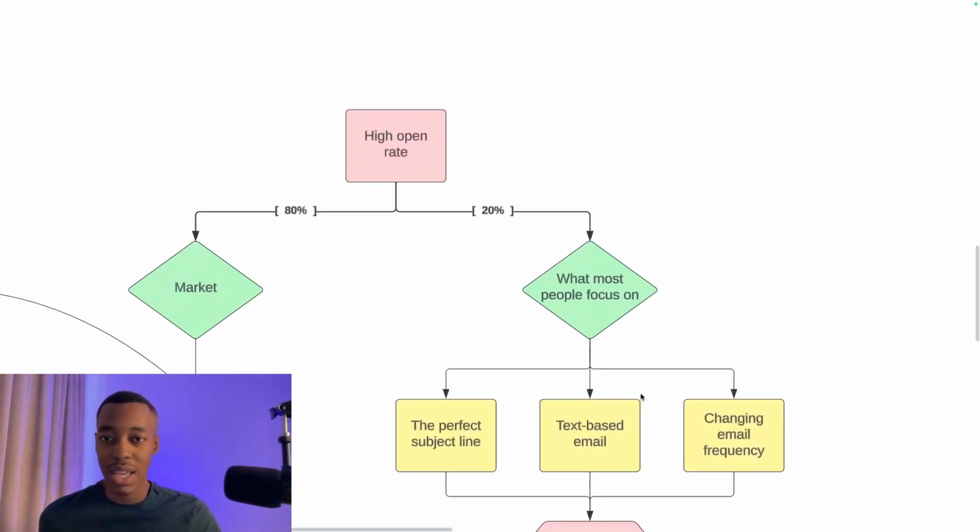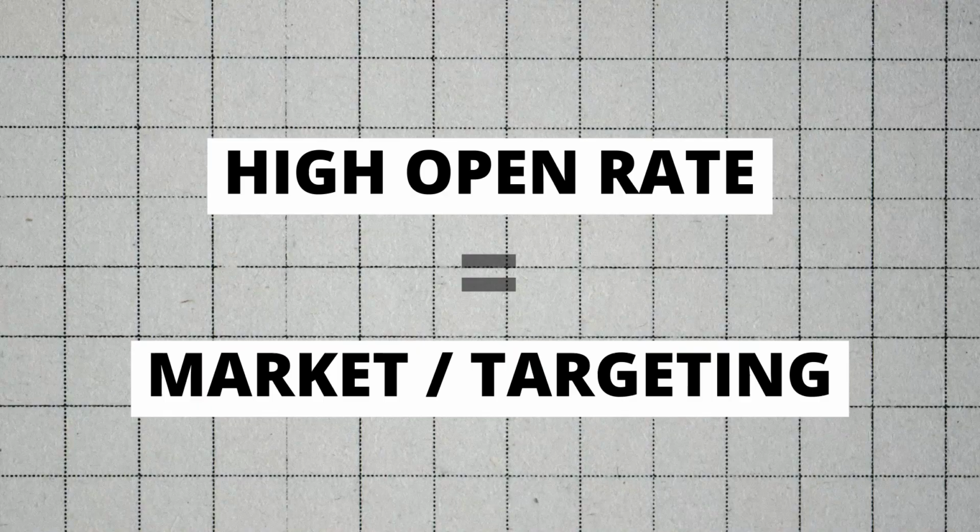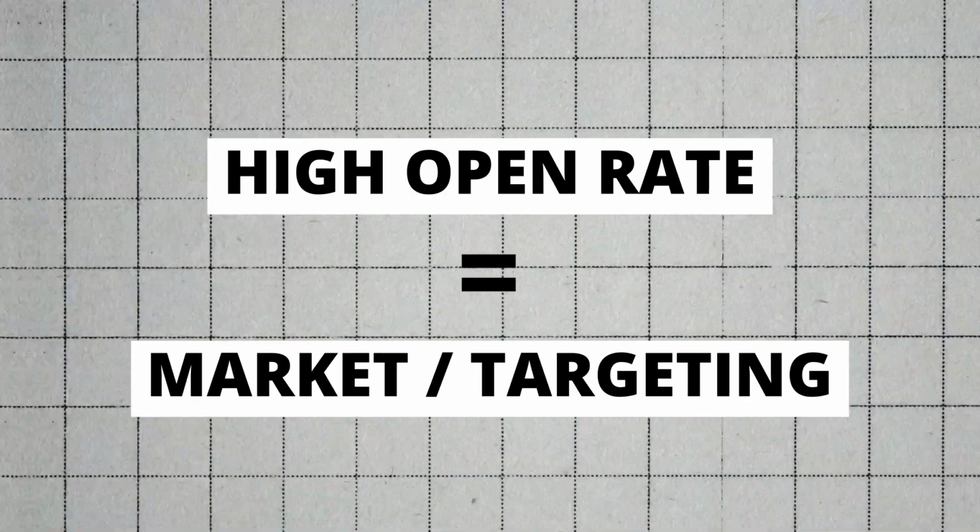And if they're getting a low open rate, they might think they need to change their email frequency. Maybe they think they're emailing their list too much and that they should email less so that people open more. Again, this is not right. To get a high open rate with absolute certainty, it's more about the market. It's more about your audience and who you target.